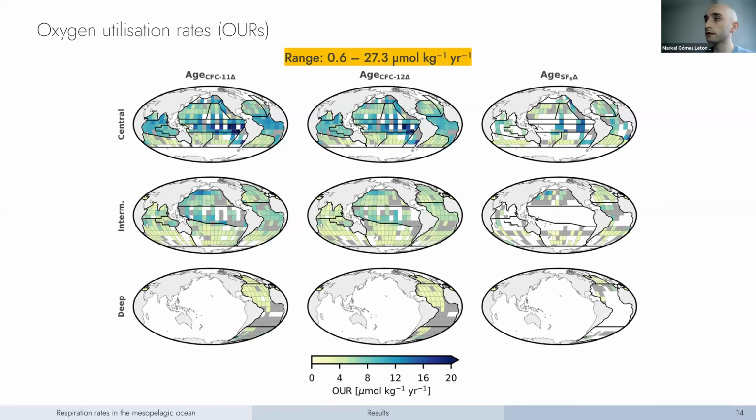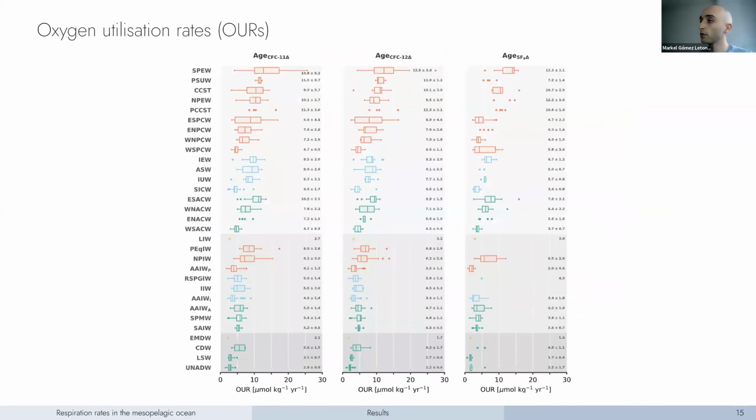So, but then also we can see that, as expected, there was a decrease in respiration rates with depth, going from central, intermediate, and deep water masses. In these box plots, I summarize the results per water mass specifically, and as you might already be thinking, not only from this plot but from the previous maps, there was variability not only across water masses but also within water masses.